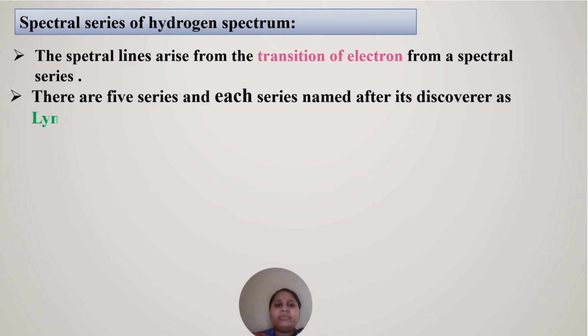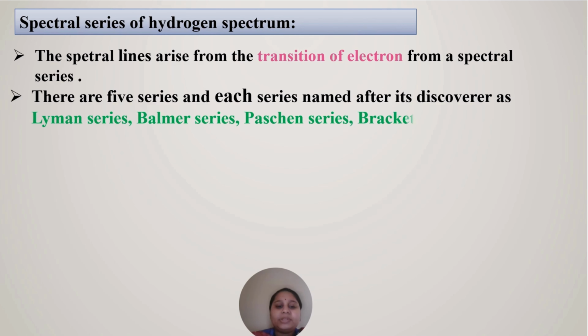And there are 5 different series, and each series is named after its discoverer scientist. The first scientist is Lyman, then Balmer, Paschen, Brackett, and Pfund. Correspondingly, all these series are named after them.